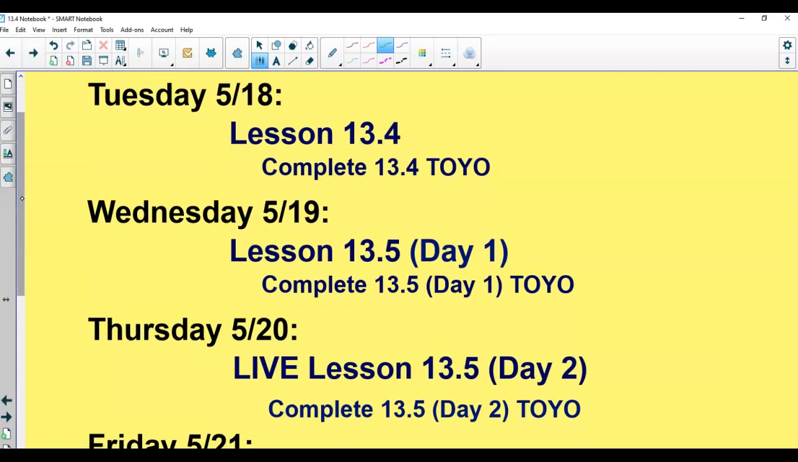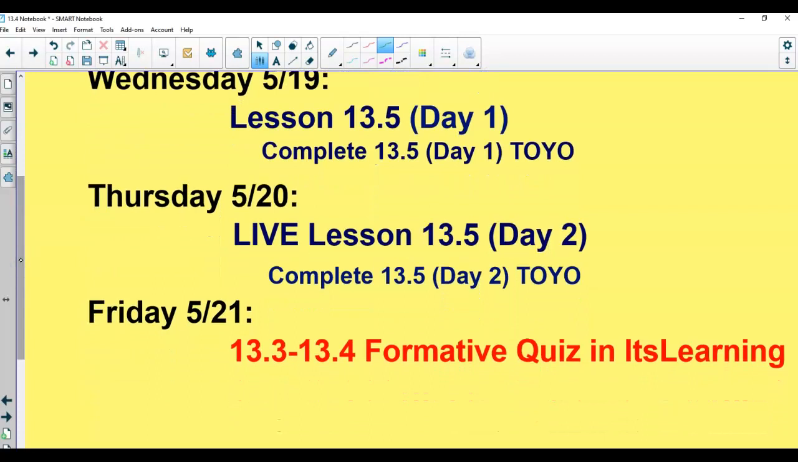Tomorrow we're going to do day 1 of 13.5, day 2 of 13.5, and then Friday again we will have another formative on itslearning for you to complete. We'll probably open that on Thursday afternoon. Let's see if we can't get everybody to take it this time.